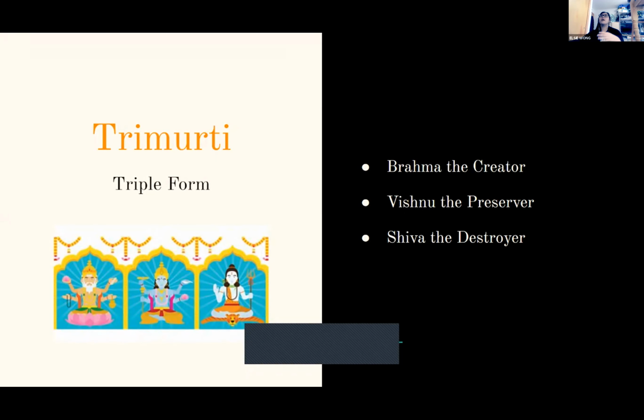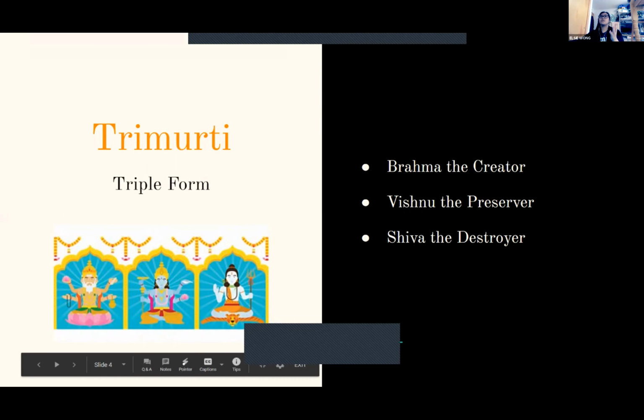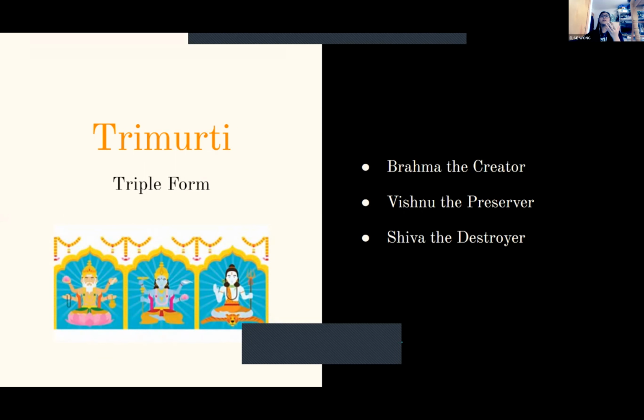So we have the Trimurti, also known as the triple form. We have Brahma the creator, Vishnu the preserver, and Shiva the destroyer. Shiva represents death and dissolution, but he's also a master of death and new generation. He's the one that shot down the three indestructible cities that inflicted tyranny upon the gods.